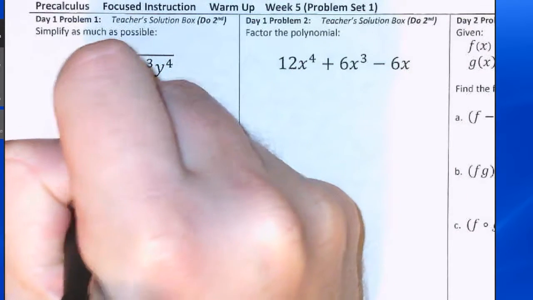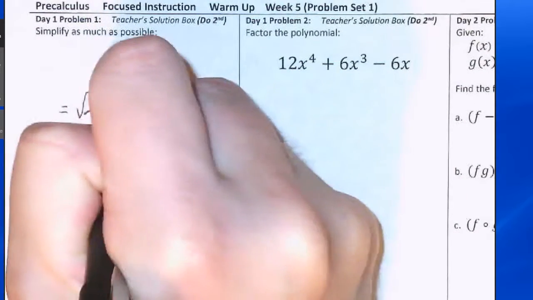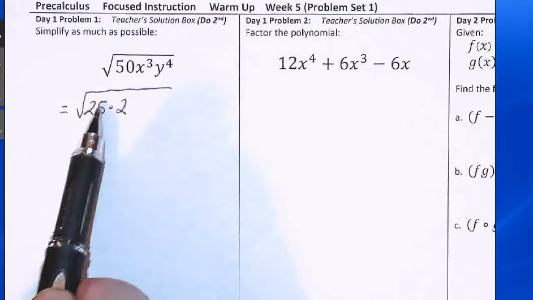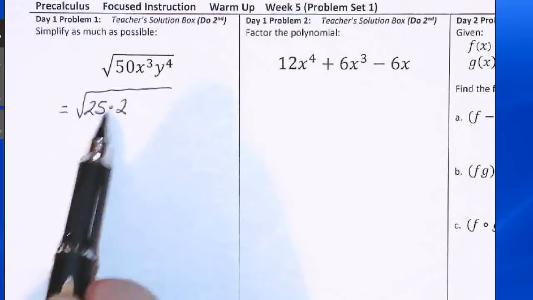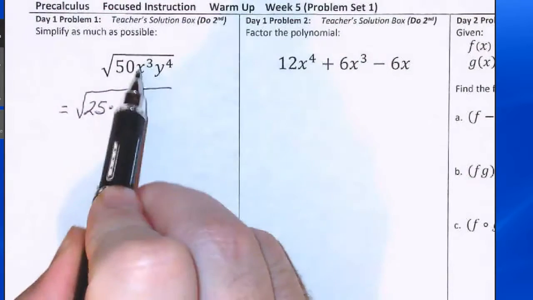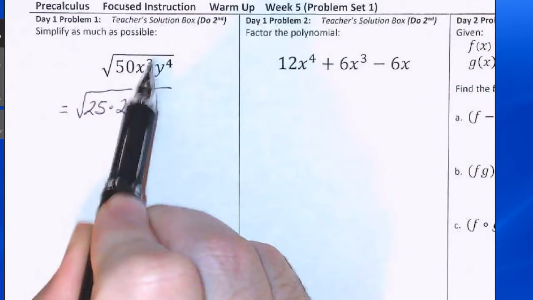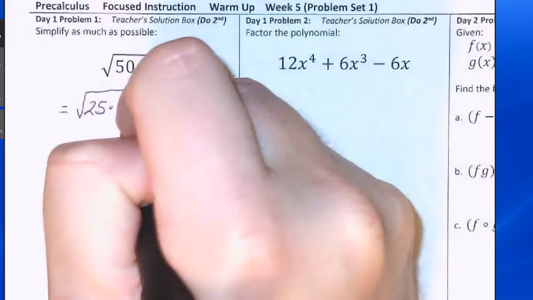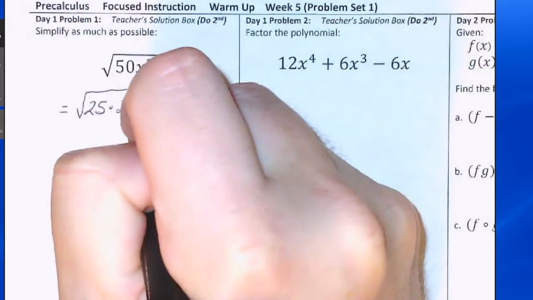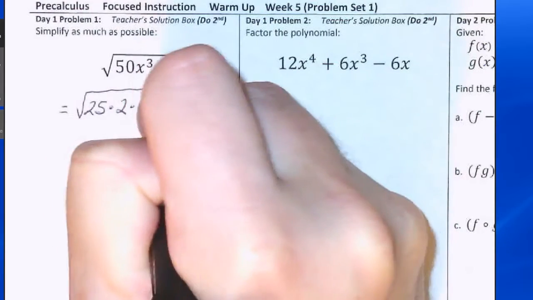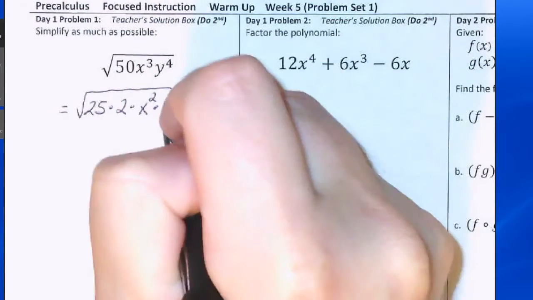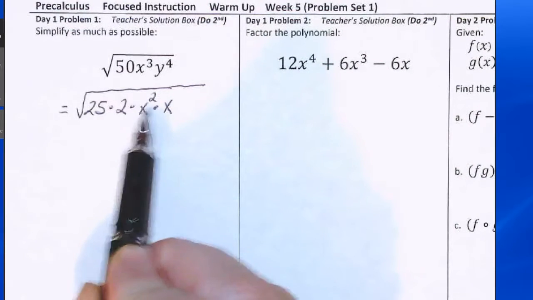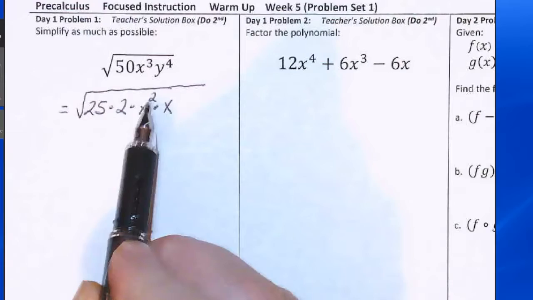Starting with the 50, rewrite that as 25 times 2. The reason I chose 25 times 2 is because 25 is a perfect square. Now for x to the third power, being an odd exponent, that is not a perfect square. So let's factor x to the third power as x to the second power times x. Now at least the x to the second power part of that is a perfect square.